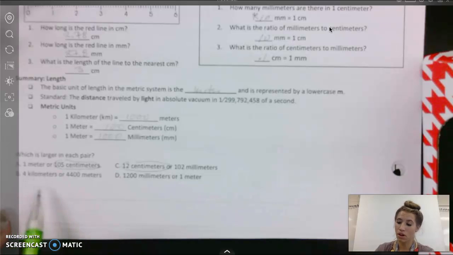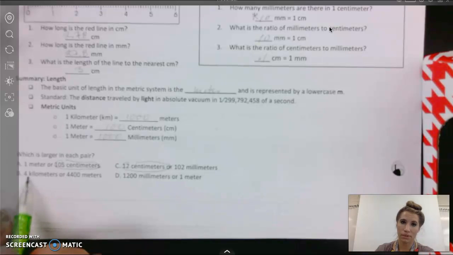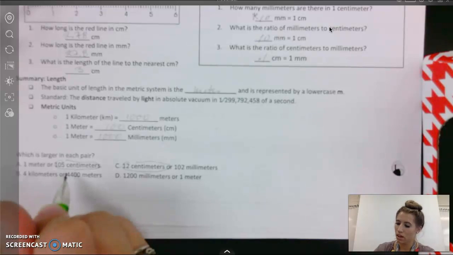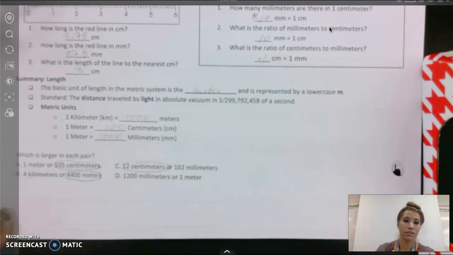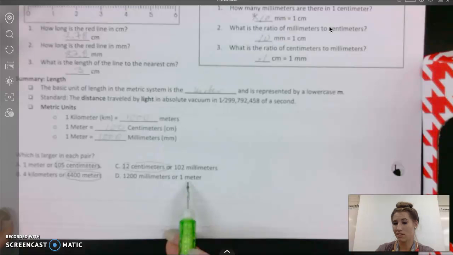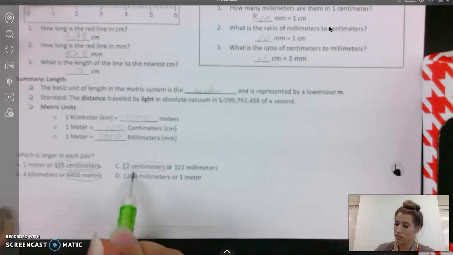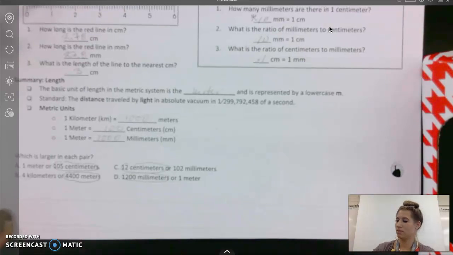4 kilometers or 4,400 meters? Every single one of those kilometers contains 1,000 meters, so this would be 4,000 meters, and so that's our greater value there. And then 1,200 millimeters or 1 meter? 1 meter contains 1,000 millimeters, so that would be our larger value.